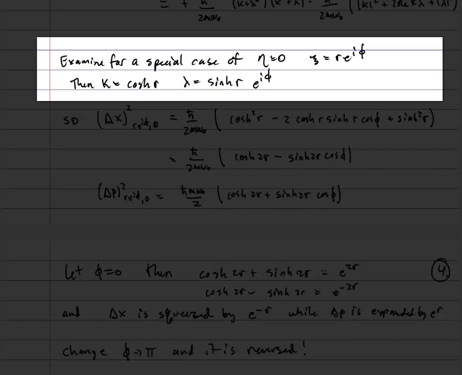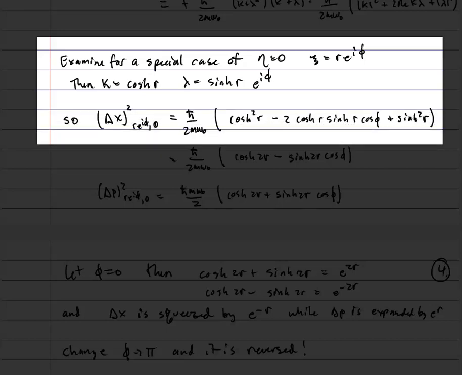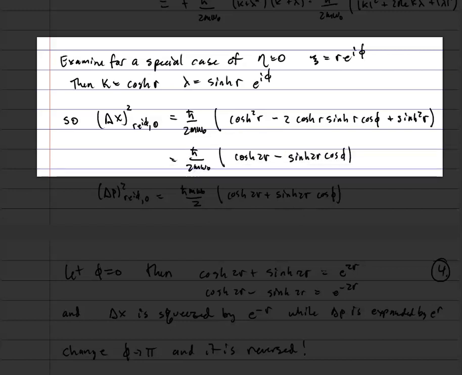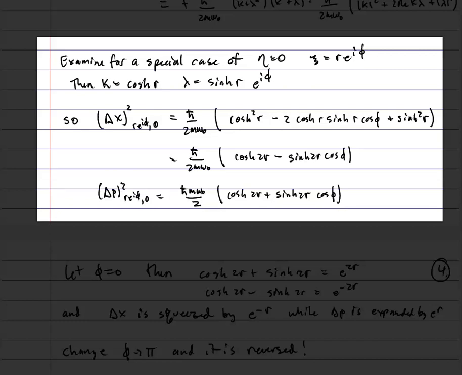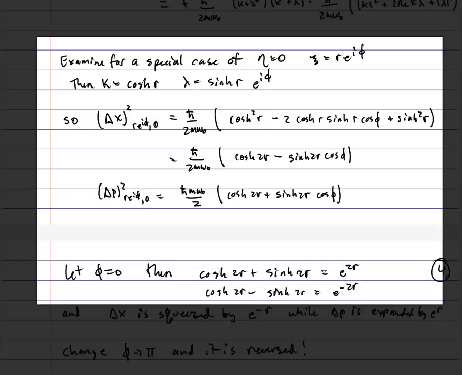Now plugging into the uncertainty for this particular squeezed state, we get delta x quantity squared is h bar over 2m omega 0 times cosh squared r minus 2 cosh r sinh r cos phi plus sinh squared r. I can rewrite that in terms of the double angle formulas for hyperbolic functions as cosh 2r minus sinh 2r cos phi. And similarly, delta p squared is h bar m omega 0 over 2 times cosh 2r plus sinh 2r cos phi. Now if we go ahead and examine what this looks like when phi is equal to 0, we find we get cosh 2r plus sinh 2r. That's just e to the 2r for delta x, and we'll get cosh 2r minus sinh 2r.